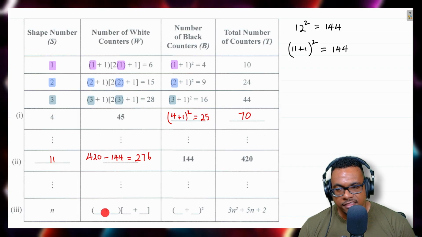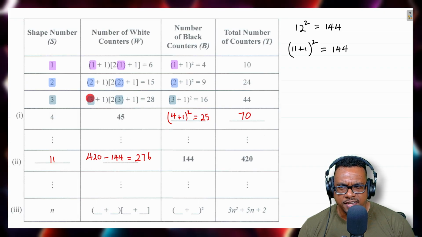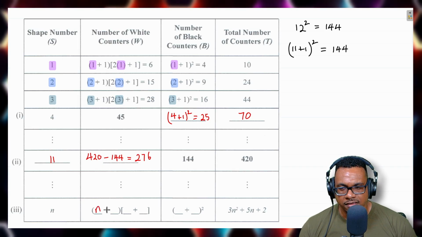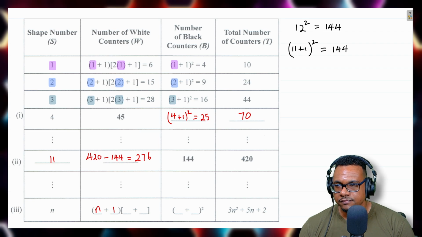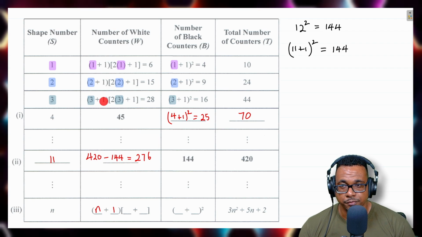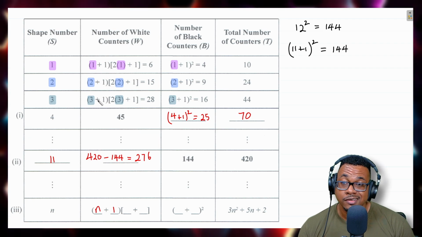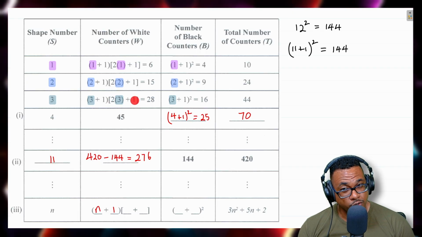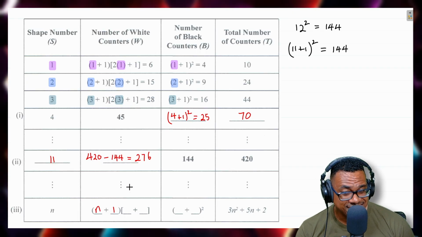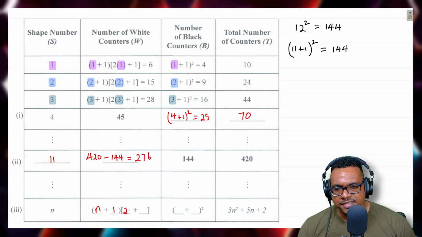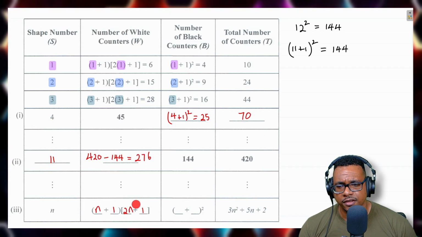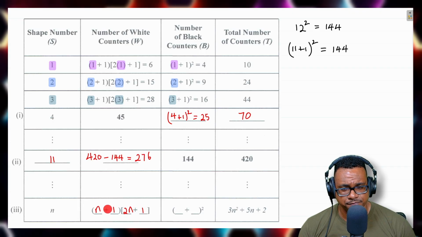Therefore, for the nth term, what's going on the outside here will have to be n, and in brackets here will have to be n. So what I'll have is n plus 1, because we've seen that here, we have 3 plus 1, 2 plus 1, 1 plus 1. So n plus 1. Then we have 2 times the shape number plus 1, and remember the shape number is n. So we have 2 times n plus 1. And this will be a formula for the total number of white counters.